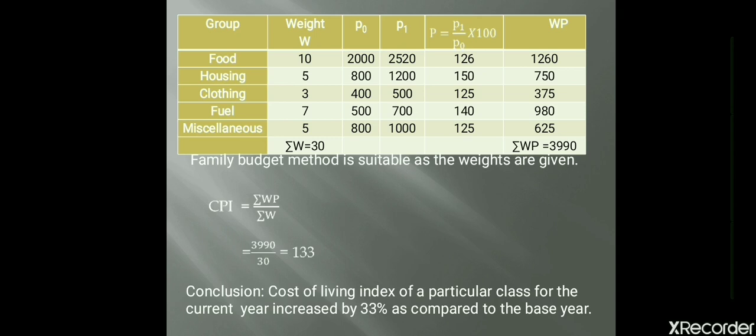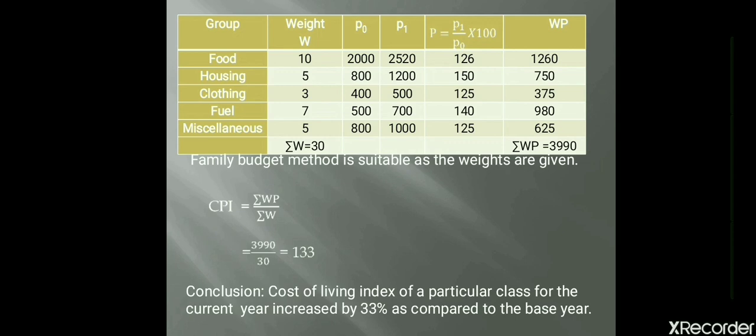For family budget method, the formula is summation WP divided by summation W. W stands for weight and capital P stands for price relative, and price relative formula is P1 by P0 into 100. For the same reason, in the table, we take the next column heading as capital P, which is equal to P1 by P0 into 100. Here, we start with price relative column.